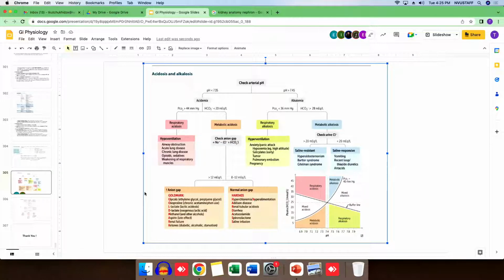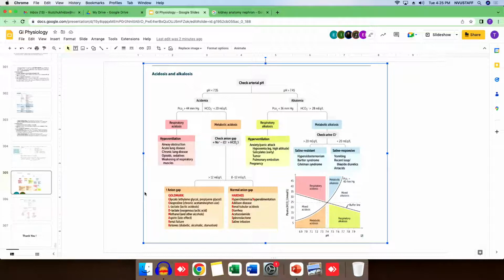It can be caused by hypoventilation disorders like airway obstruction, chronic lung disease, opioids or sedatives, or some substance that gives us hypoventilation. If we don't have anything mentioned and only bicarbonate is low, less than 20, then we are talking about metabolic acidosis.